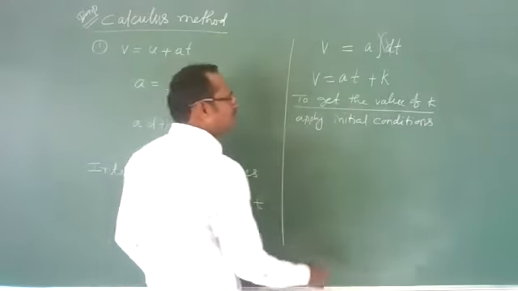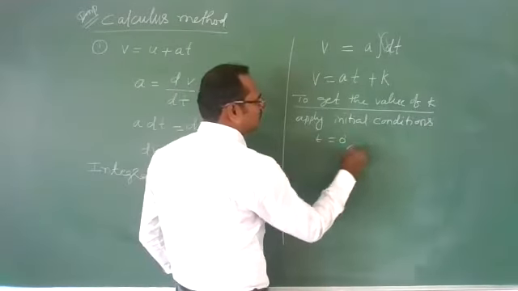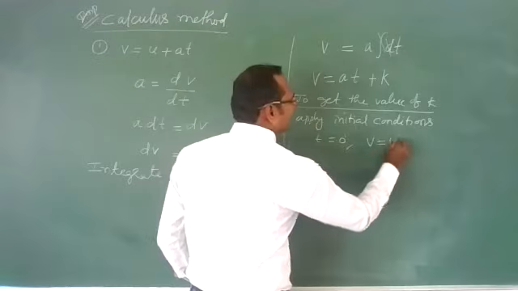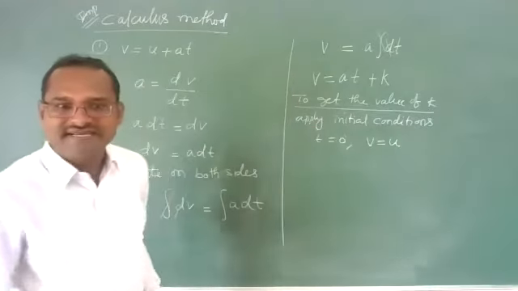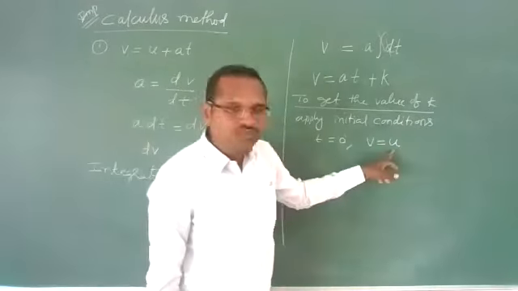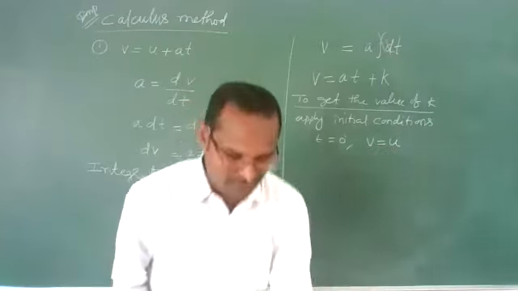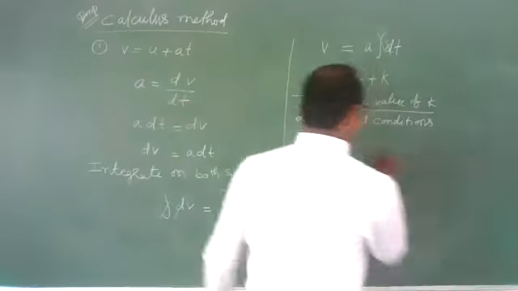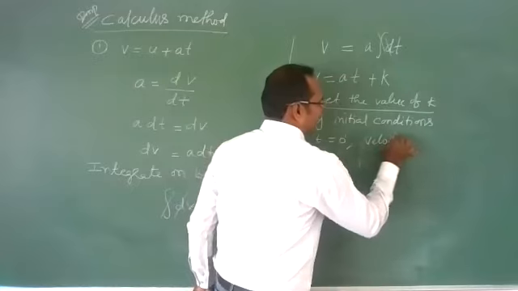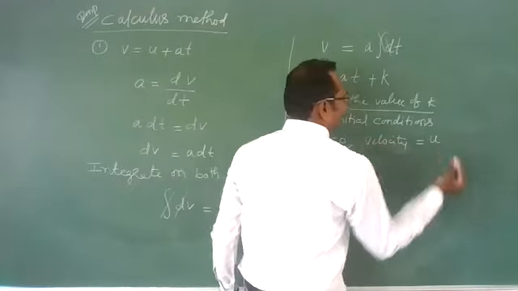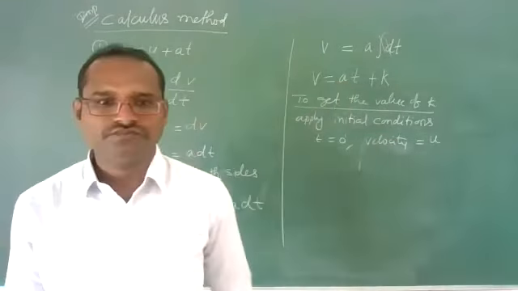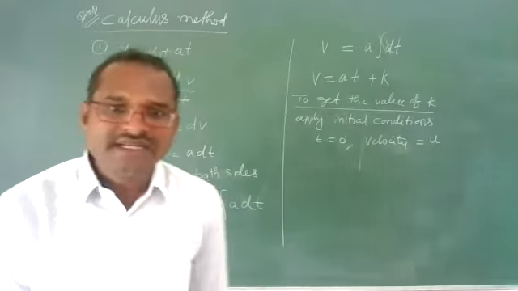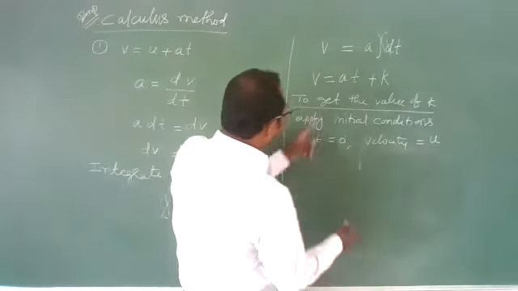Initially, at time t equal to 0, the vehicle is having a velocity u. V means velocity, and you will get confusion again. What is the velocity of the vehicle at time t equal to 0? u. Clear? Now substitute in the place of v.